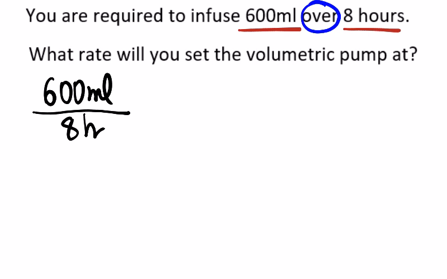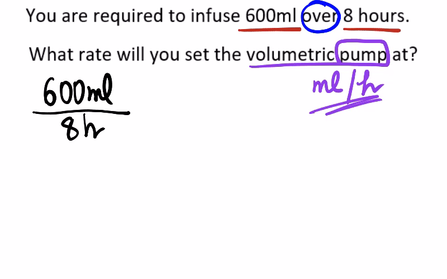Well, now we must remember that a pump is always going to deliver the fluids as mL per hour. So if you had a quantity or a volume in liters, you would need to change that to milliliters. And usually this will be given in hours, but if not, you would change it to hours. So what do we do now?